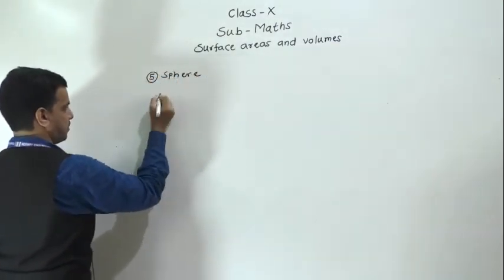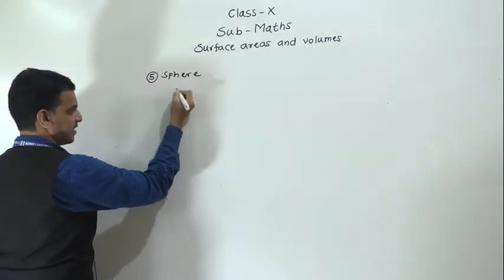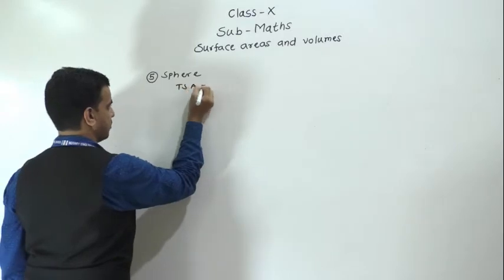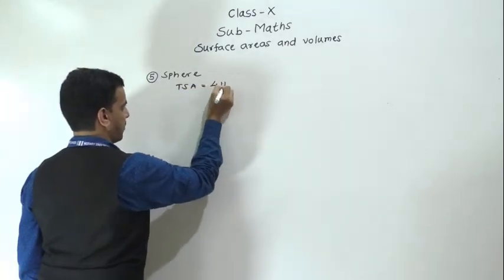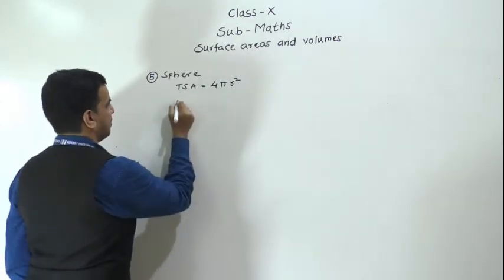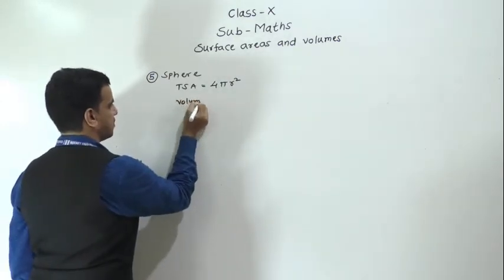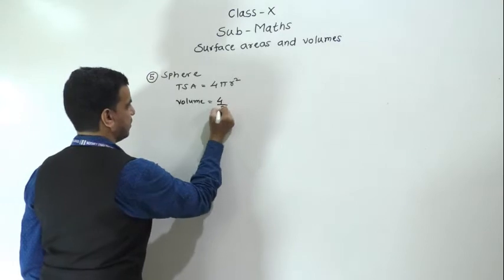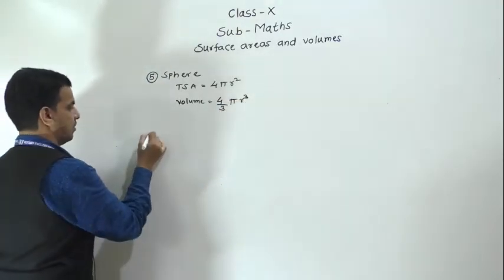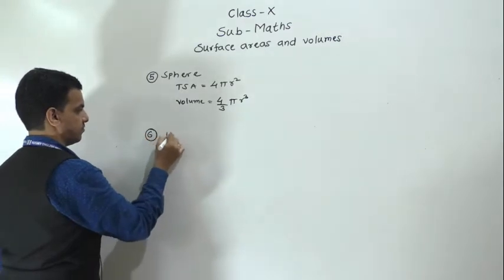The next one is sphere. For sphere CSA and TSA both are the same, so TSA is equal to 4 pi r square. Then volume is equal to 4 by 3 pi r cube. This is the volume.